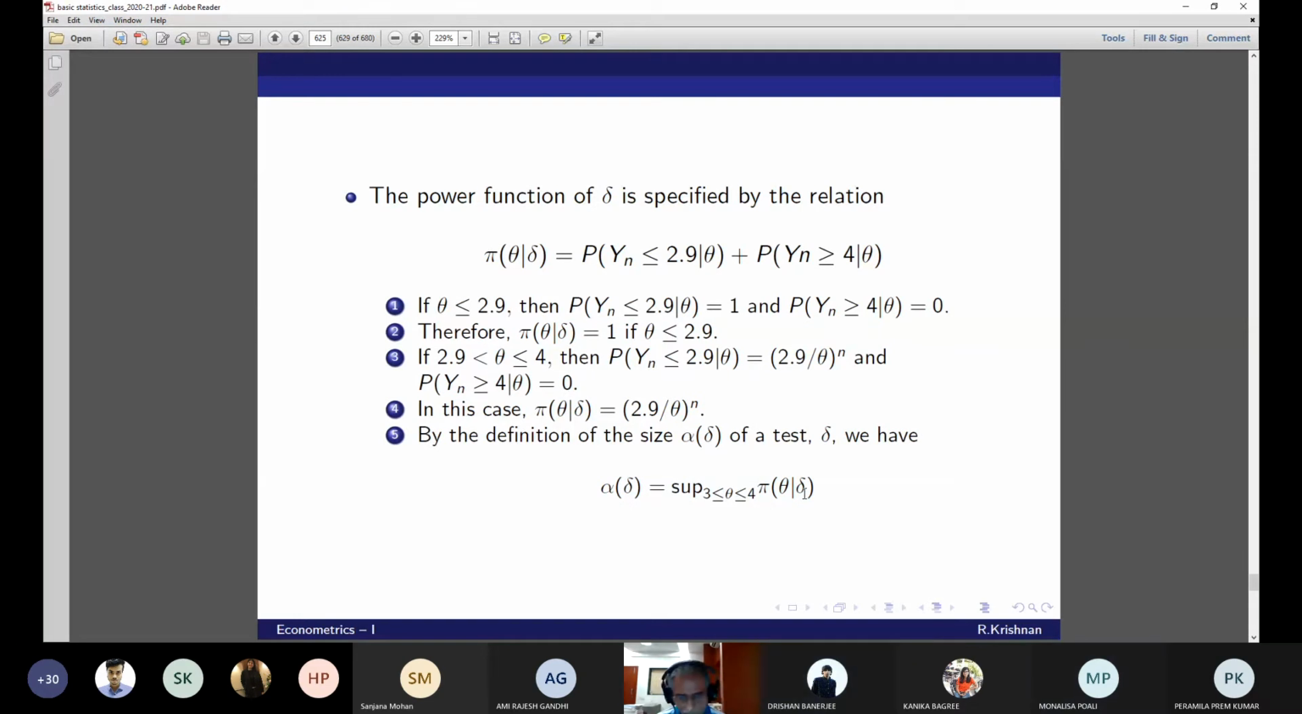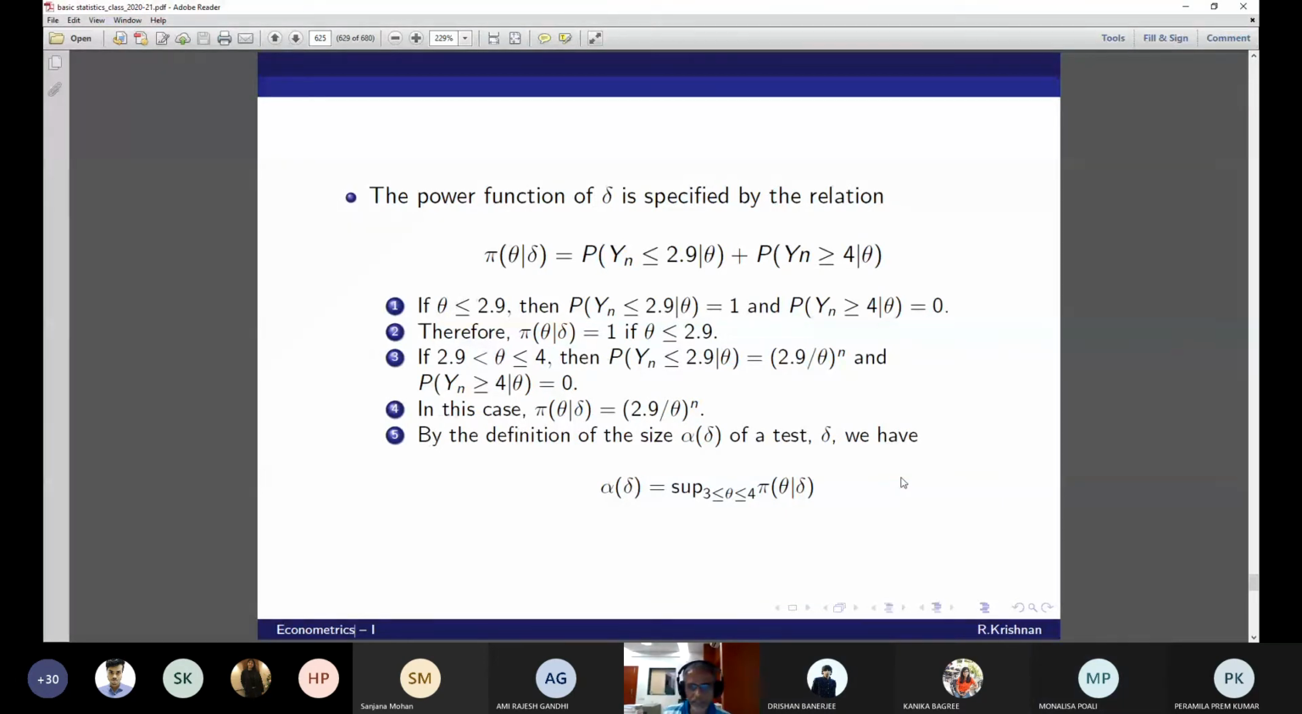Supremum is nothing but the least upper bound. Have you heard of this? Yes, sir. The least upper bound, not in the interval, of this probability that I have calculated, pi theta by delta. In other words, what will be the maximum? That's it. We have to take the maximum of the power function. Am I right? Yes, sir.